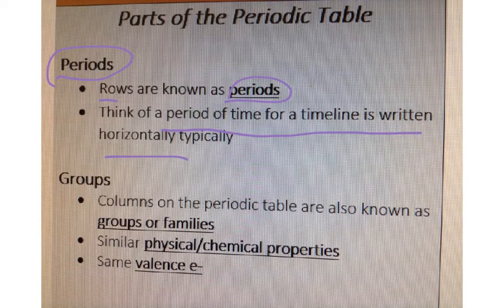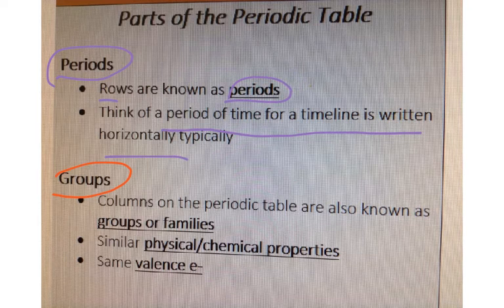The more important one, though, that we will be talking about are groups or families. And groups or families are the columns. And what's so cool about groups or families, if you look at the word groups or families, is that a group or family has a similar characteristic. So, for example, if you're a part of the Environmental Action Club, you guys are a group. And why? Because you care about the environment. So you have some sort of similar characteristic.